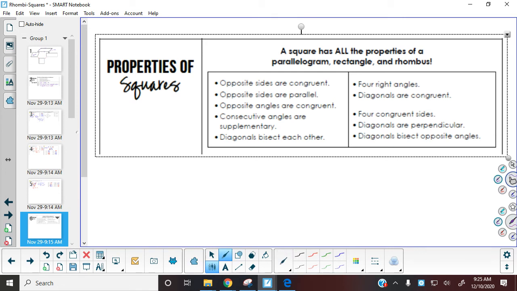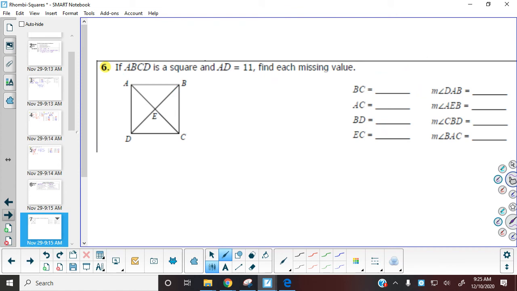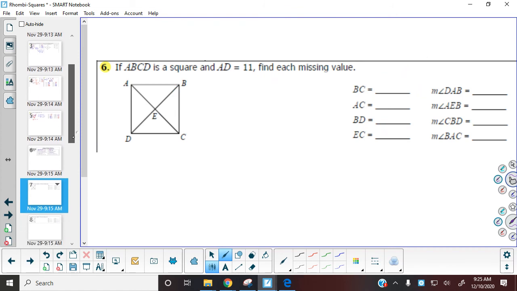When you look here, this is because it's a parallelogram. The second grouping is because it's a special type of rectangle. And then the last one is because it's a special type of rhombus. That's where all of those properties are coming from. Now, the beautiful part about this is the more properties that are going on, the easier it is to figure out missing information. So let's look at number 6 here.